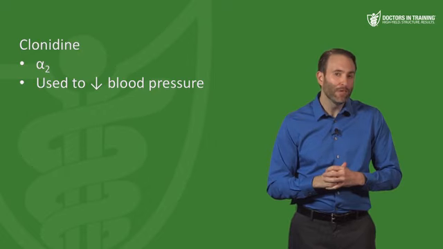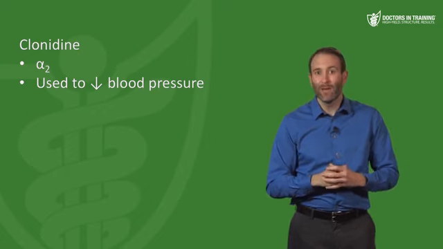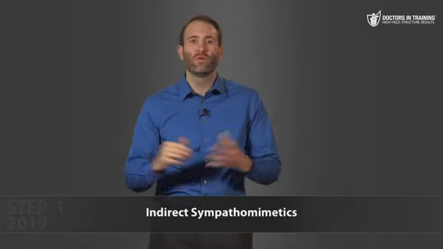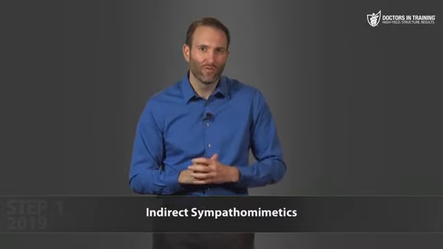You have to be careful though with clonidine, because when you stop it abruptly, you can actually see significant rebound hypertension. All right, so now let's switch gears. We're going to move over to the indirect sympathomimetics.